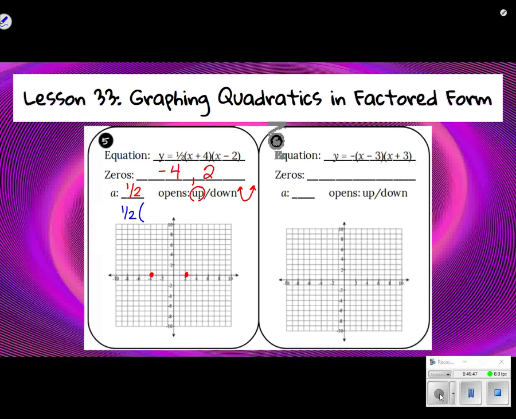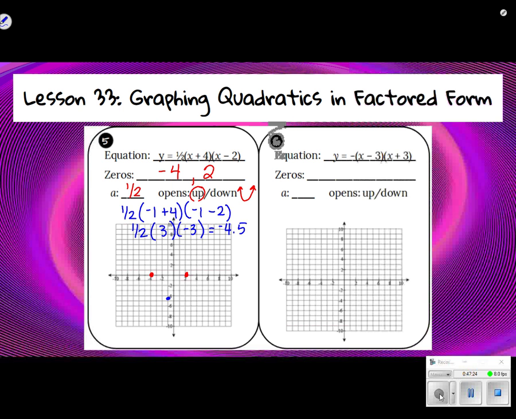All right, half of -1 plus 4 times -1 minus 2. It's going to be 1/2 of 3 times -3. All right, 3 times -3 is -9. -9 times 1/2 is -4.5. -9/2. So we're going to have to estimate a little bit. So at -1, we're going to go down 4.5-ish, right about there. And I'm going to pick a couple other points.